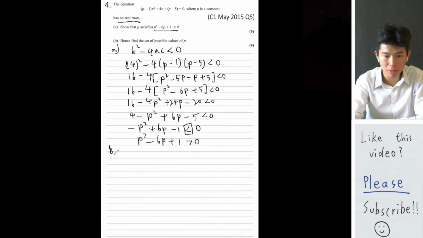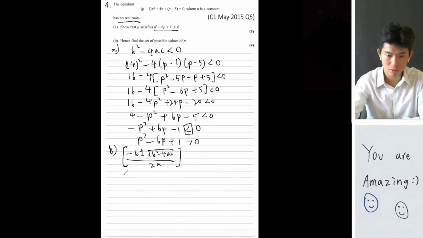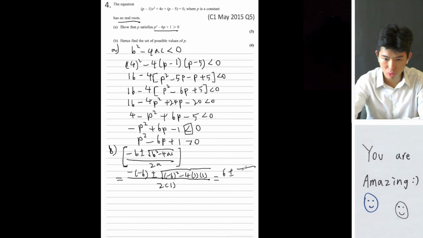Okay, for part B, all we have to do is to find the critical value of p first. The only thing we can do is to use this equation here. If I substitute b, negative 6 plus or minus negative 6 squared minus 4 times 1 times 1, over 2 times 1, equals 6 plus or minus root 36 minus 4 would be 32, over 2.